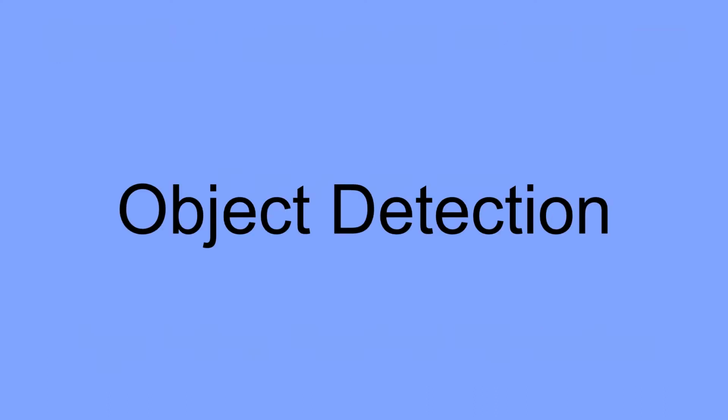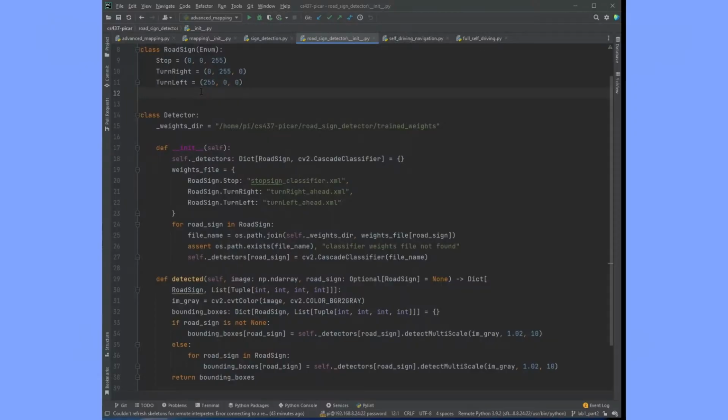First, I will talk about object detection. This is a separate package I've added to the sign detection step. It's called road sign detector. Here we have the three signs: stop, turn right, turn left. Those are weight files that I downloaded from the web.